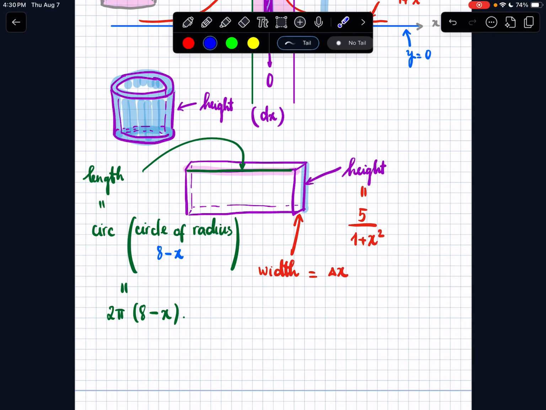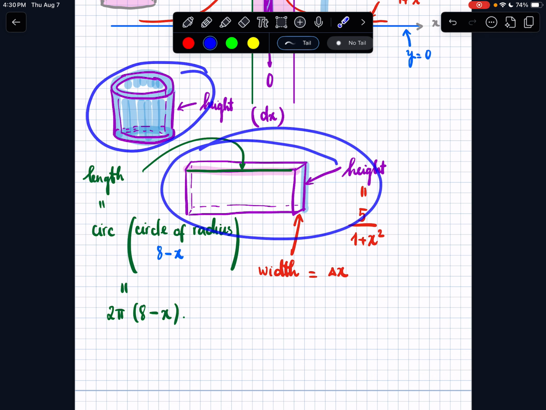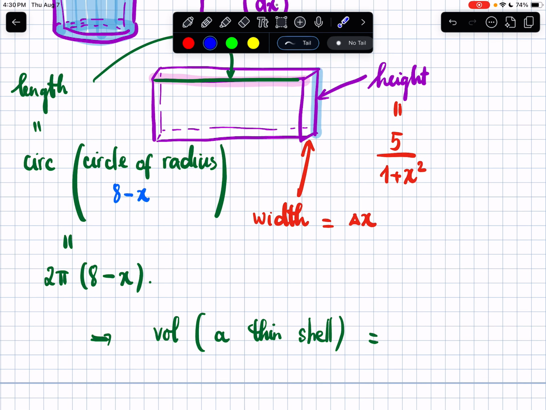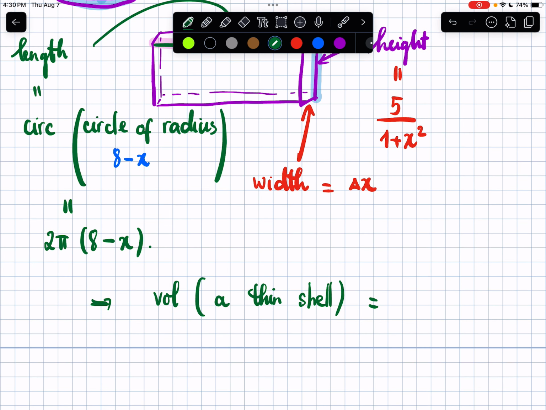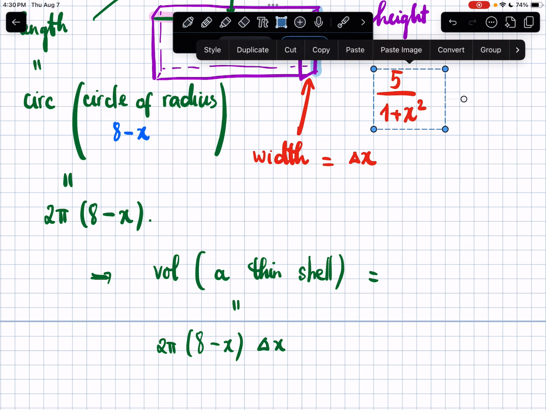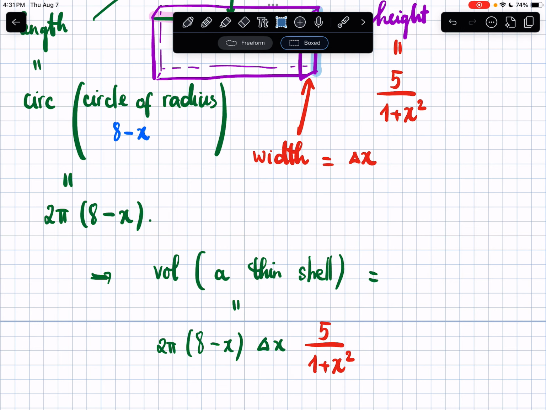So we found all the data to compute the volume of this cylindrical shell. The volume of a thin shell is given as the length times the width times the height, which is 2 pi (8 minus x) delta x times the height. That is the volume of one thin shell.